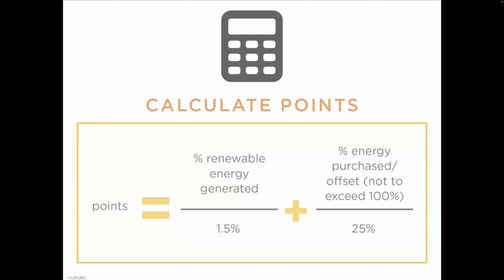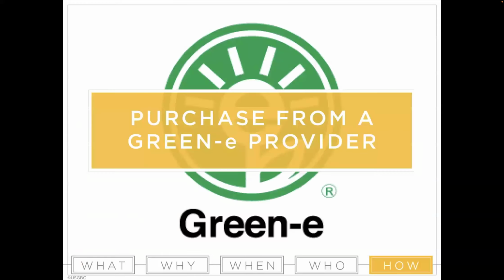All right, so how do you calculate it? It's pretty basic. You take the percent renewable energy generated divided by 1.5. This is all in there, and there is a calculator, and then the percentage purchased and offset. You can do a combination of both, to be honest. So if you're only generating 1% on site but you have offsets for the remaining, then you can do that.